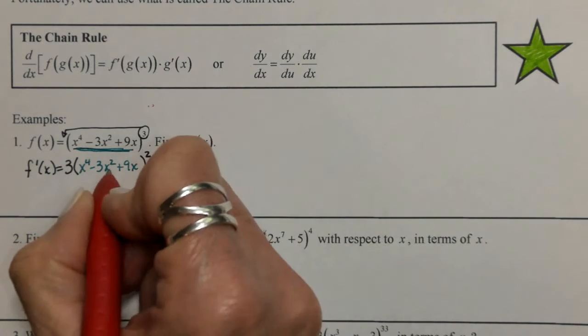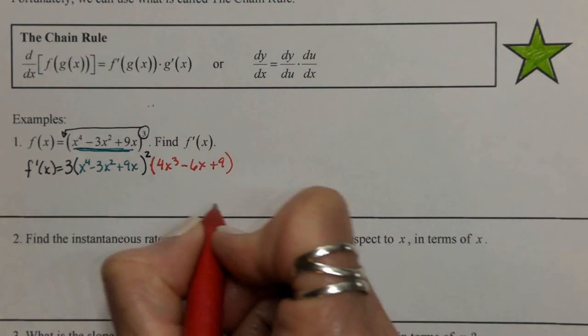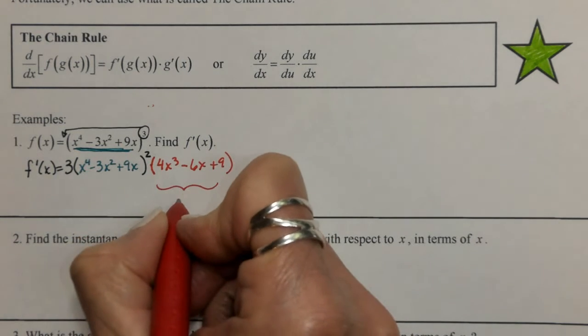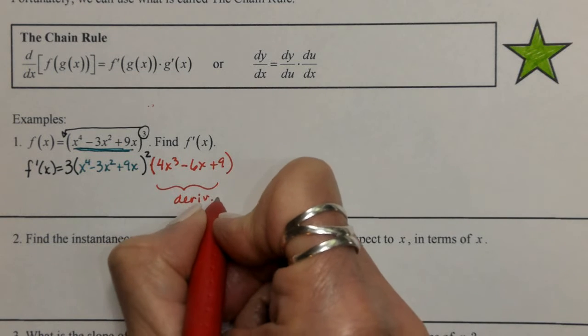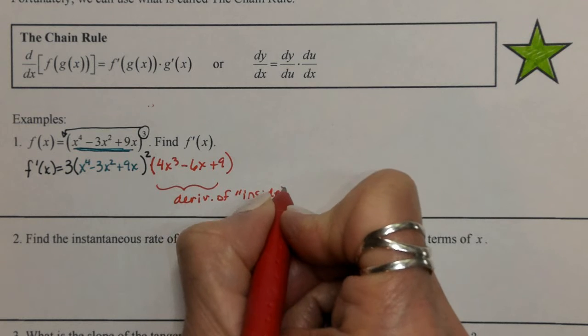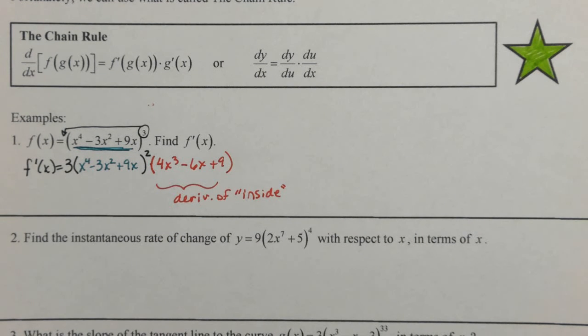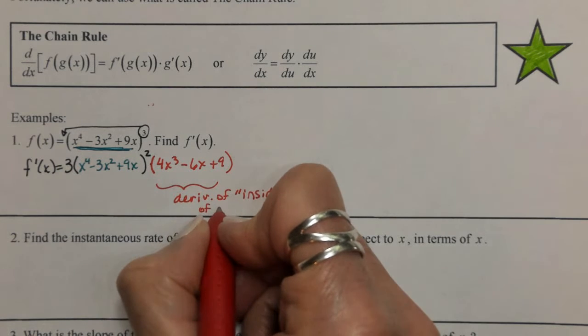4x cubed minus 6x plus 9. So this is, again, the derivative of the inside of your, and I use quotes around that. That is not a mathematically rigorous description of that, but it is the derivative of the inside of the parentheses.